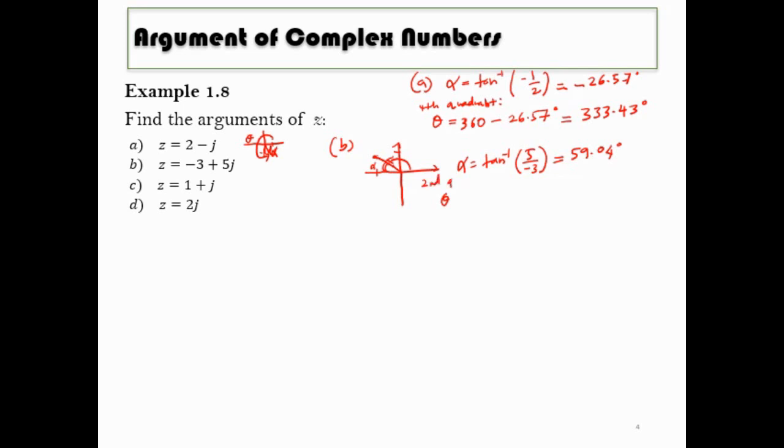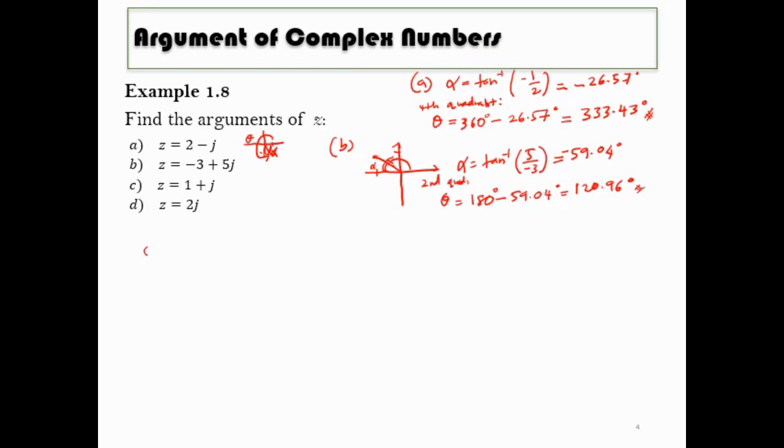So for theta, because it's in second quadrant, so we write theta is equals to 180. So it's negative here, but we ignore it. Minus 59.04 degrees. Okay, so the answer is equals to what? 120.96 degree. That's it. Okay, the second one. Okay, how about C? Basically the same thing, yeah.